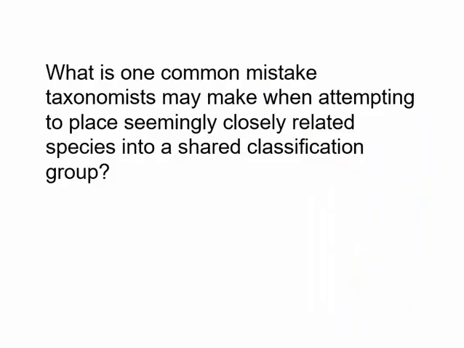Okay, so here's a question for you. What is a possible or common mistake that taxonomists might make when attempting to place seemingly closely related species into a shared group? All right, yeah, so the potential pitfall here is if two different organisms look the same, they have similar morphological features, but those features are not homologous, that you might misclassify.